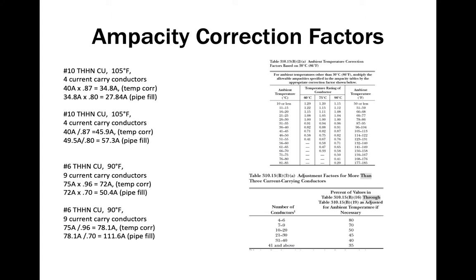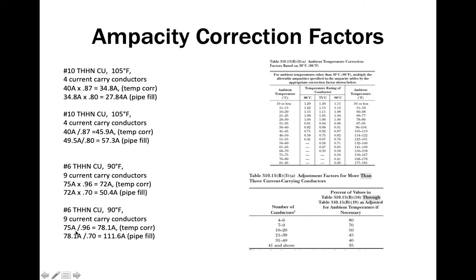So I can't carry 75 amps in a number 6. I can only carry 50.4 for the given environmental conditions: 9 conductors in a pipe, 90 degrees Fahrenheit. Next operation, I'm going to find the conductor I need in order to carry that many amps, 75 amps, from point A to point B for these conditions.